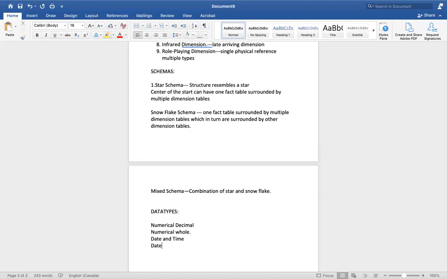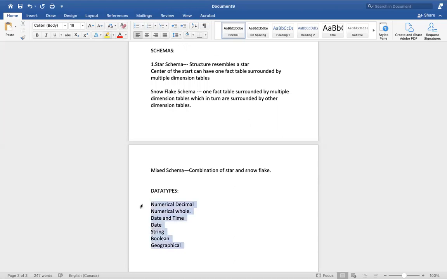And the next one is date. The next is string, boolean, and geographical. So these are the 7 types of data types used in Tableau.